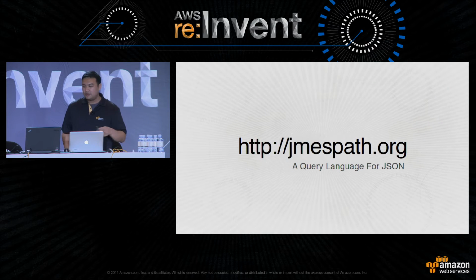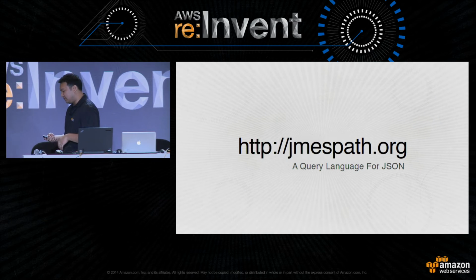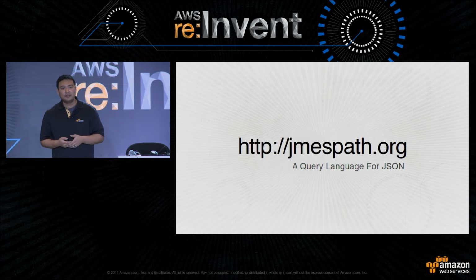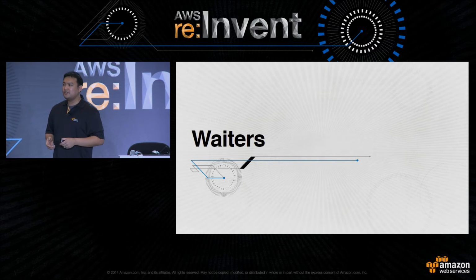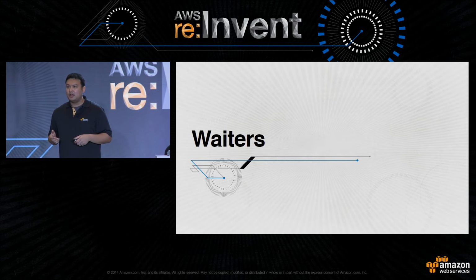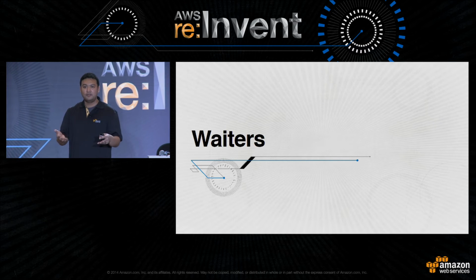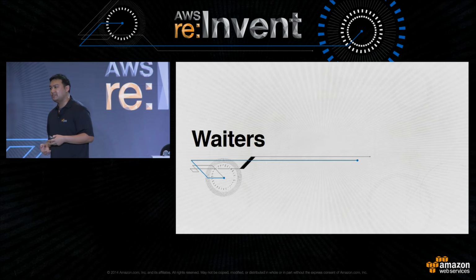So that was an overview of the JMESPath language, some of the new things we've added. Again, I encourage you to check out the tutorial. It goes into a lot more detail. But I want to go on to the next topic, because one of the most common things you do in the CLI, in addition to filtering down your output, is invoking some sort of command and then polling and waiting until it reaches a particular state.